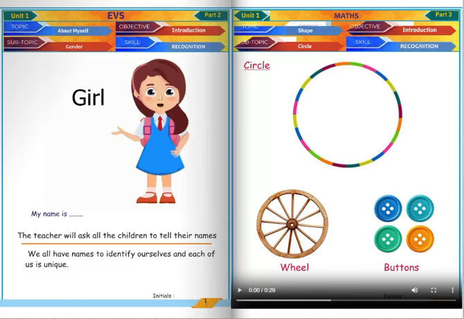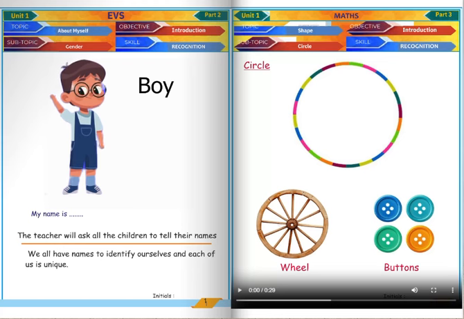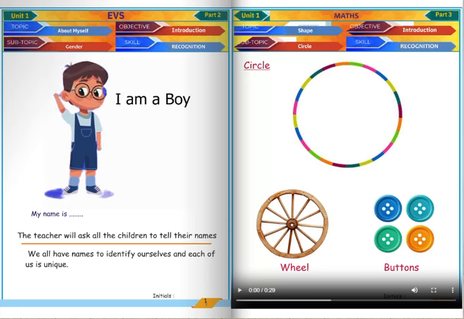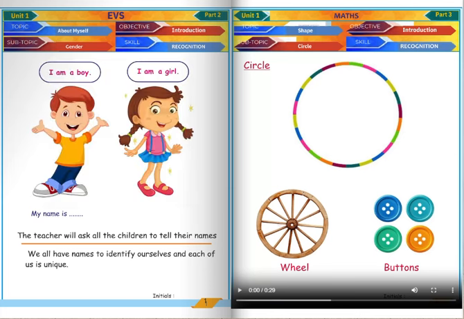A girl. Let's say girl. I am a girl. A boy. Again, let's say boy. I am a boy. My name is... The teacher will ask all the children to tell their names. We all have names to identify ourselves, and each of us is unique.